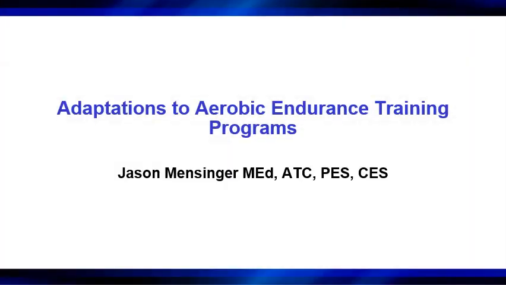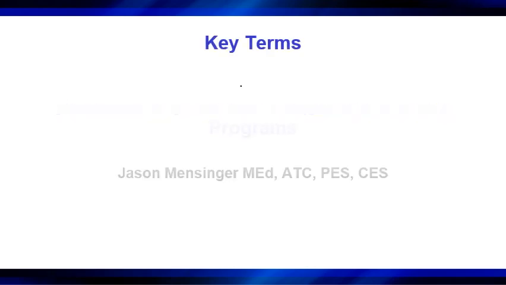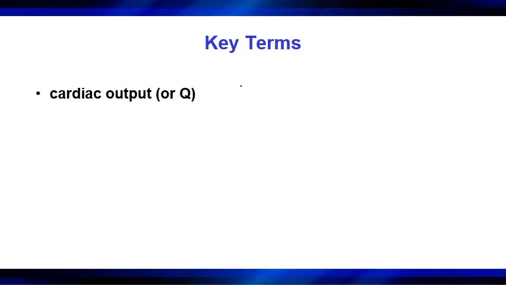So this discussion is going to focus on aerobic endurance training programs and some of the physiology behind the adaptations that occur with this type of training. So some key terms, again, we're going to be looking at a lot of physiology, particularly with a lot of the chapters, as far as just the adaptations that occur in the body.